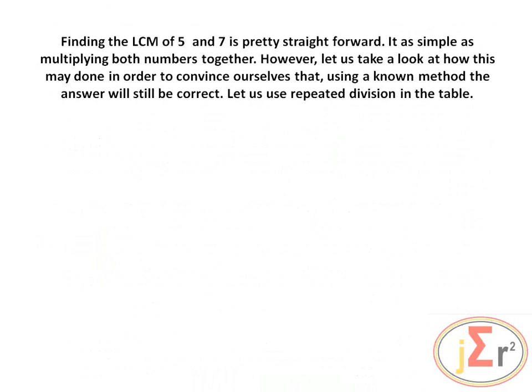Finding the LCM of 5 and 7 is pretty straightforward. It is as simple as multiplying both numbers together. However, let us take a look at how this may be done in order to convince ourselves that using a known method, the answer will still be correct. Let us use repeated division in a table, and that is the one that we always use. As a matter of fact, there are other methods that we may use, but this is the one of choice.